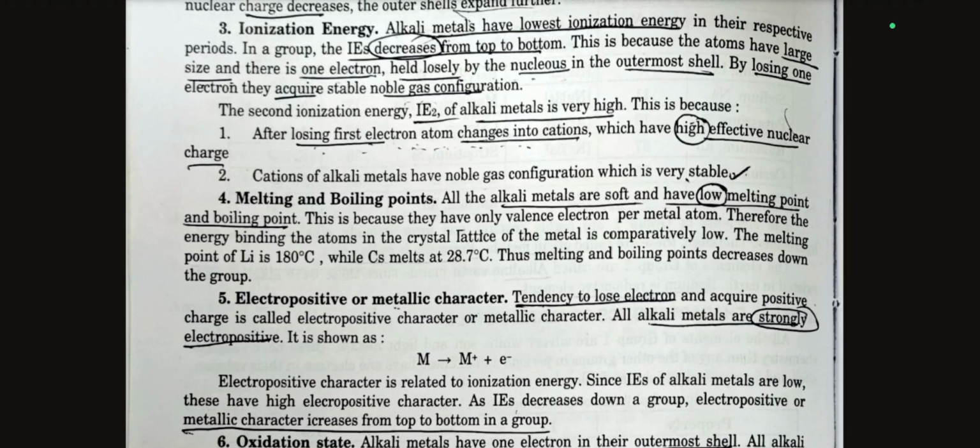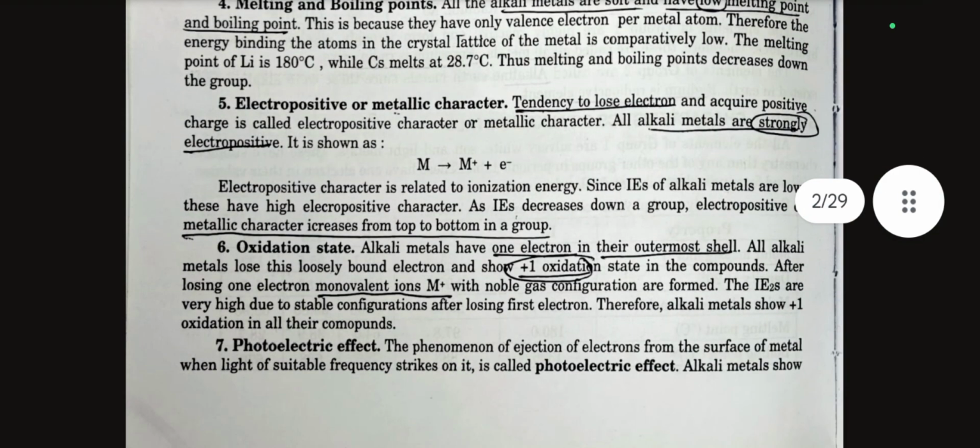Electropositive or metallic character. Tendency to lose electron and acquire positive charge is called electropositive character or metallic character. All alkali metals are strongly electropositive. Electropositive character is related to ionization energy. Since ionization energy of alkali metals is low, these have high electropositive character. As ionization energy decreases down a group, electropositive or metallic character increases from top to bottom in a group. Oxidation state.